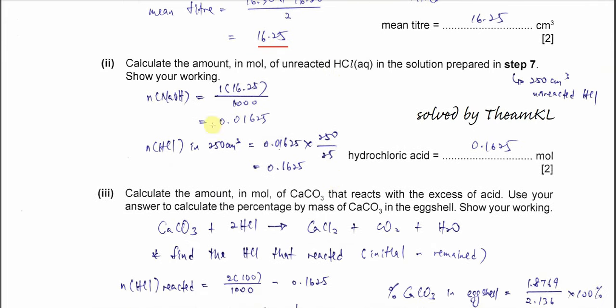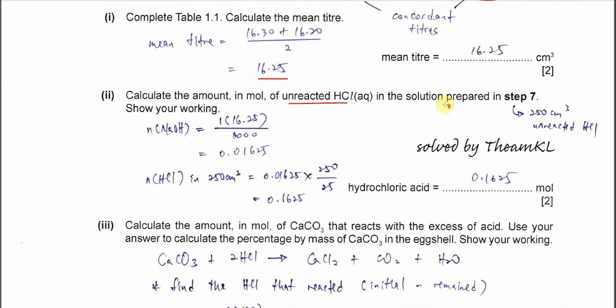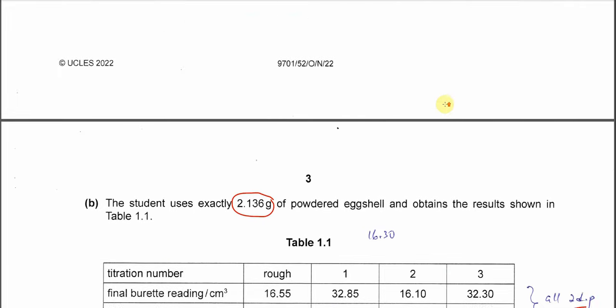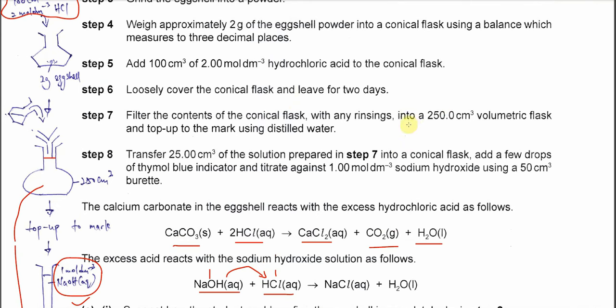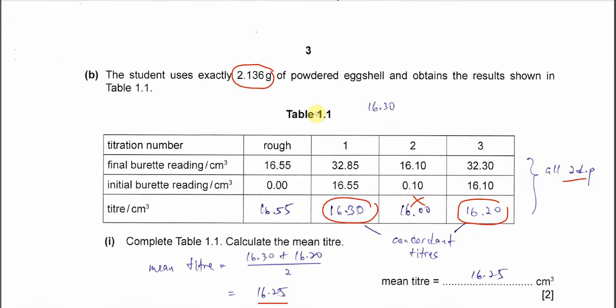After that, part 2: calculate the amount in moles of unreacted HCl in the solution prepared in step 7. Let's go back, then you will know what step 7 is about. Okay, step 7 is the one being prepared, meaning 250 cm³ of the solution, the one before taking the 25 cm³. So this is after the preparation: 250 cm³.